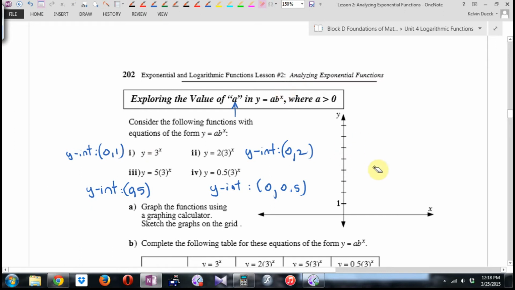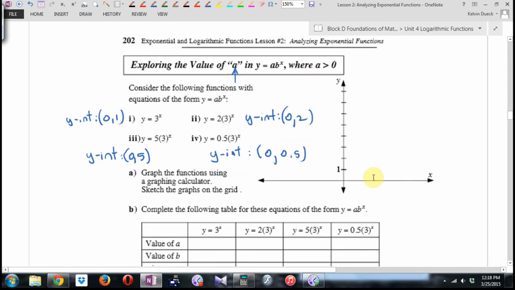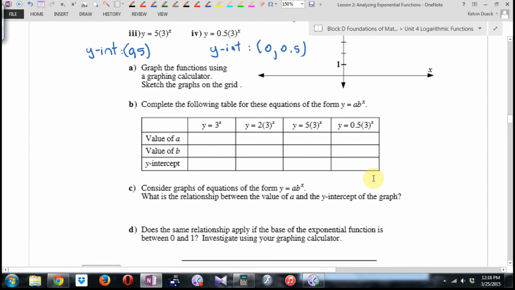It says to sketch these on the grid. We're not going to do that. Instead, what we're going to do is just fill in this chart. What's the value of A here? 1. What's the value of A here in this second graph? 2. What's the value of A here? What's the value of A here? 0.5. What's the base? B, 3, 3, 3, and 3.